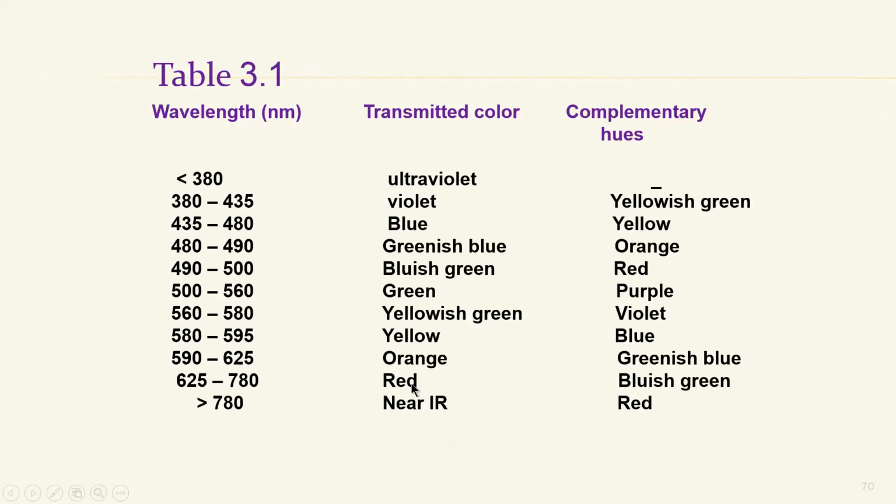So, yellow is here and yellow is at the top of the complementary hue, and orange is transmitted around between 590 to 625, but it looks like greenish blue. Where is greenish blue? Greenish blue corresponds to 480 to 590. So, like that, in any visible range, the transmitted color and complementary hues are different.